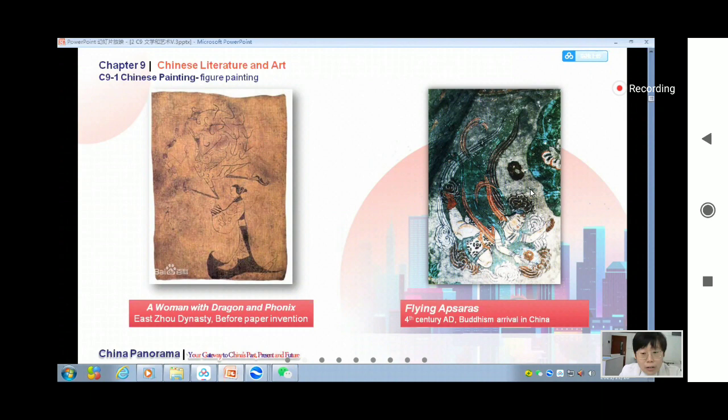Another thing is look at the color. Look at the color of the painting. So what colors do you see? Green, white, orange. Oh, very good. So it's from more than 1,000 years ago. Do you think this painting is colorful? Very good, so this painting is very colorful.